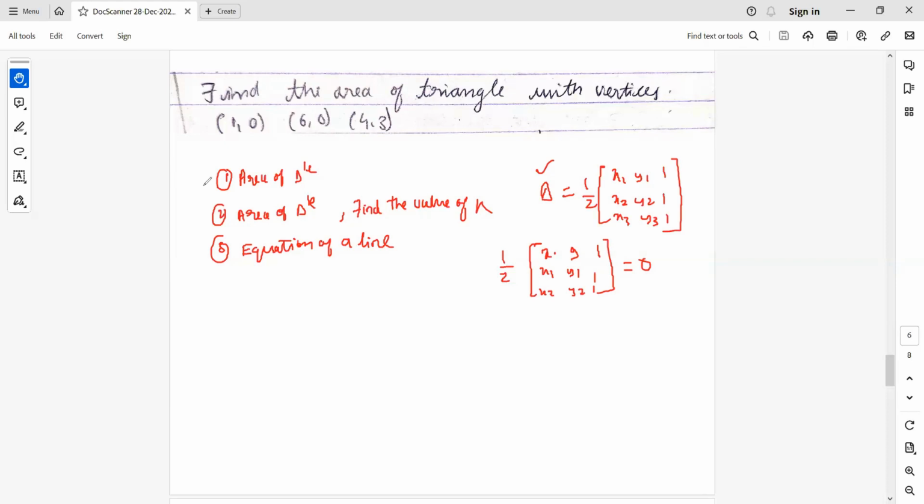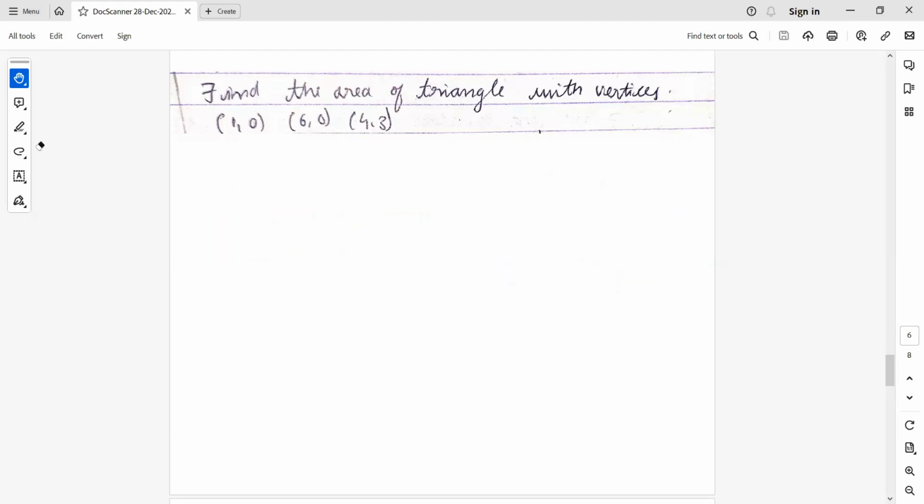This example can be asked in three types. Either it will be asked as area of triangle, or area of triangle will be given and you find the value of k, or the third one is equation of the line. So we will discuss the first one. The first one is area of a triangle. We discussed the formula now.